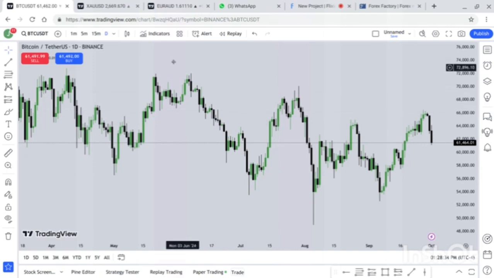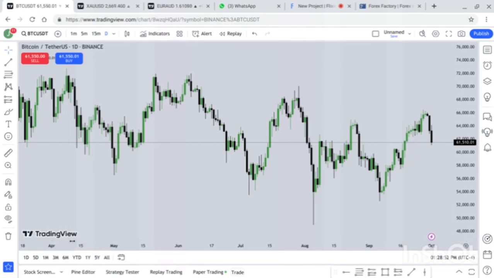If you look at the daily candlestick on BTC now, each candlestick represents a day. Each candlestick you see here represents a day. Now on this day, which was Friday 12 April 2024, you'll see it down here.